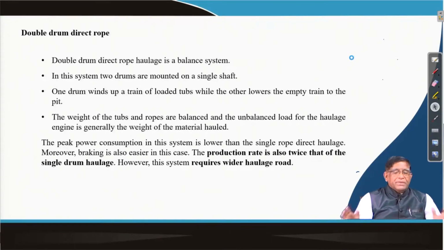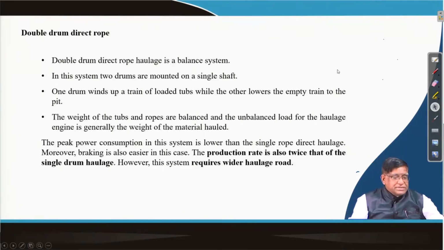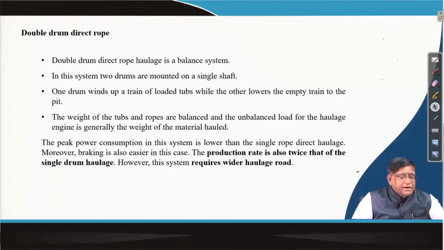Those are the things taught in your mining methods class. Now, in a double drum direct rope haulage, there are two drums mounted on the same shaft. One drum winds up the loaded tubs and the other drum takes the empties down. While the empties are being lowered, that gives some advantage: some of the work the motor requires is done by the empty cars when they go down. That is why it is called a balanced type of system. Now, there are different advantages and disadvantages of these drums.